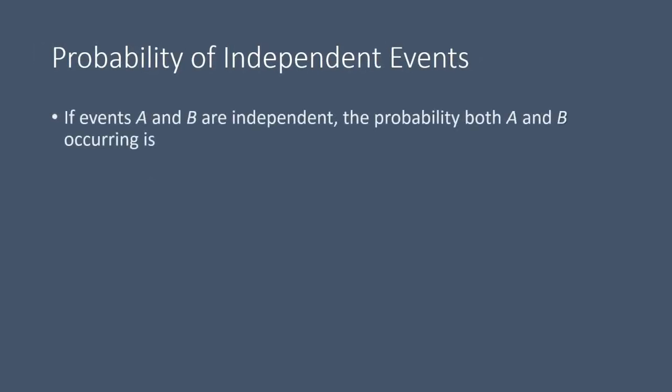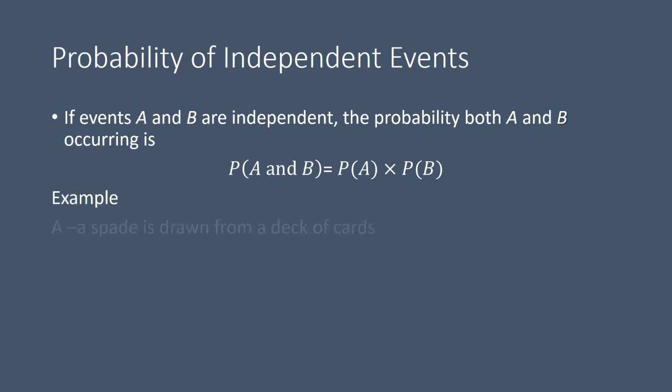So how do we compute the probability of independent events? If events A and B are independent, the probability that both A and B will occur is given by this: P of A and B, the probability that A and B will both occur, is equal to P of A times P of B. The probability of event A times the probability of event B.